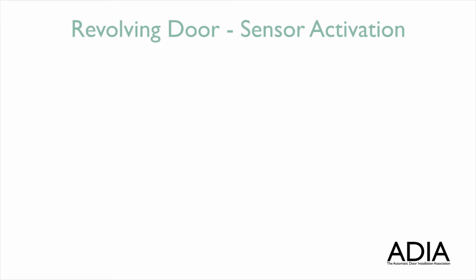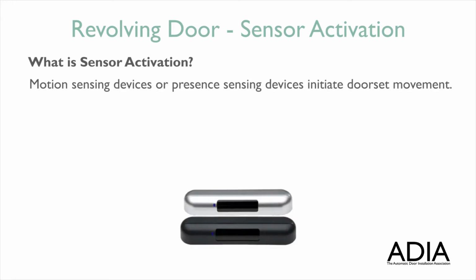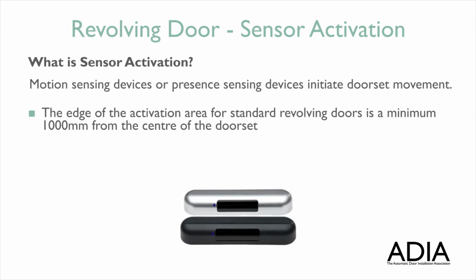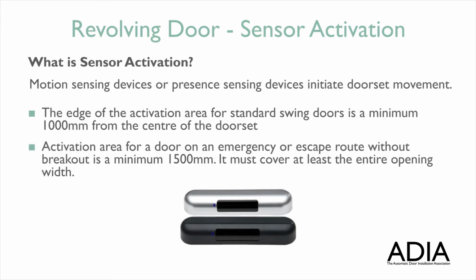Sensor activation. What is sensor activation? Motion sensing devices or presence sensing devices initiate door set movement. The edge of the activation area for a standard revolving door is a minimum of 1000 mm from the center of the door set. Activation area for a door on an emergency or escape route without breakout is a minimum 1500 mm. It must cover at least the entire opening width.